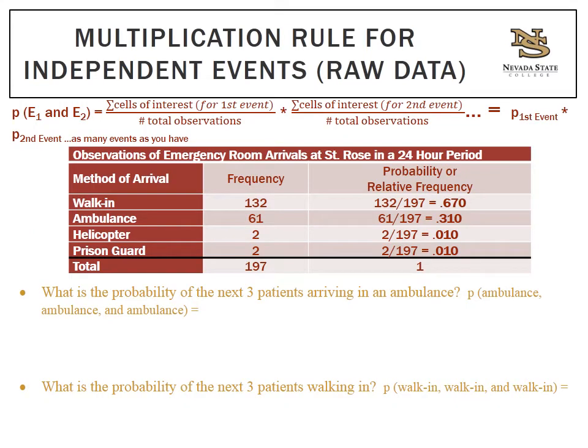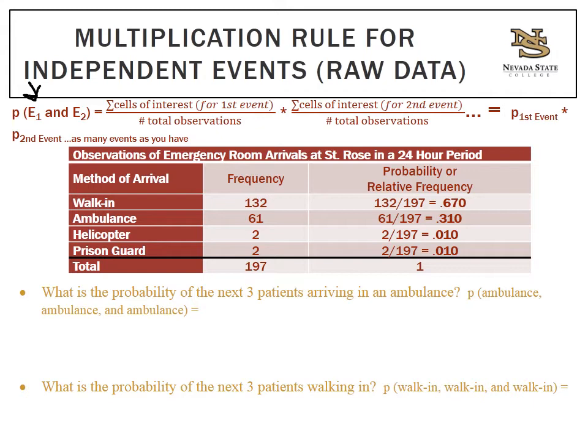So now I want you to give it a try on your own, looking at these 2 gold problems. Now remember, you just multiply however many events you have, right? So we're going to be focusing on these formulas and give it a shot looking at the probability that the next 3 patients would arrive in the ambulance, and then the probability that the next 3 patients would walk in.